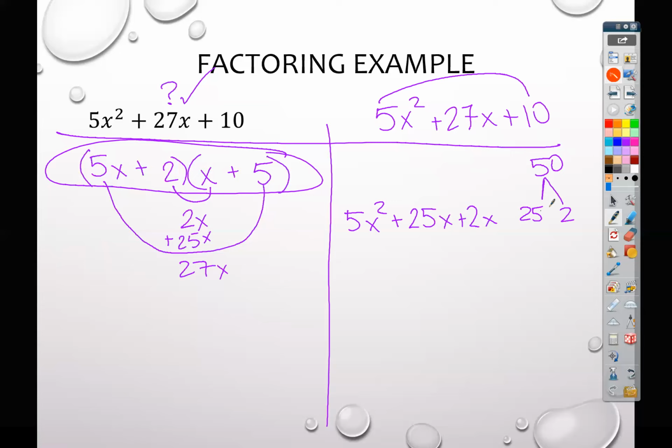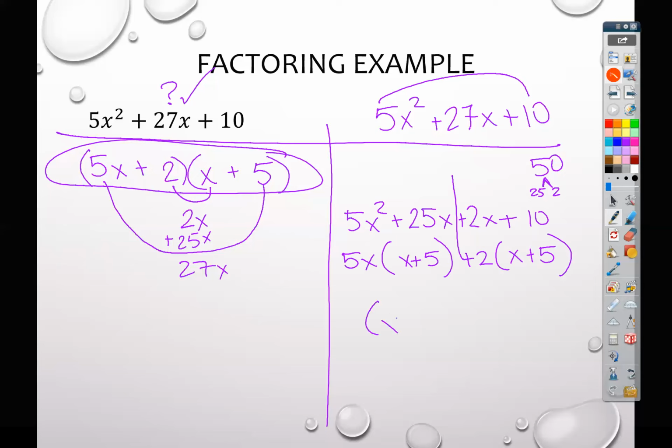Let me move this a little bit. It's in the way. There we go. Plus 10. So you see, I just replaced the 27 with the 25 and 2. Now you split it in half, how we did the factor by grouping before. So what can I factor out of the front? A 5x. What am I left with? An x plus 5. What can I factor out of the back half? A positive 2. What am I left with? An x plus 5. What did both of those have in common? An x plus 5. What don't they have in common? 5x plus 2.